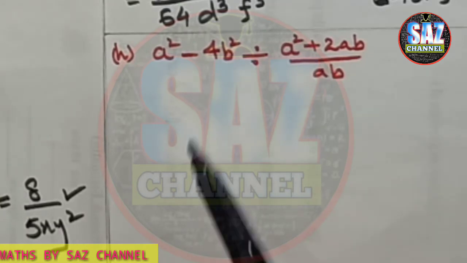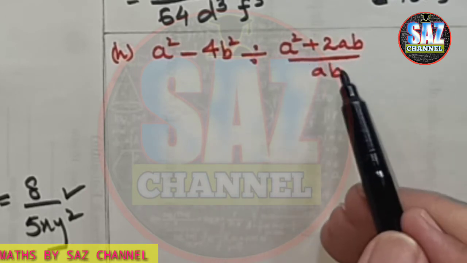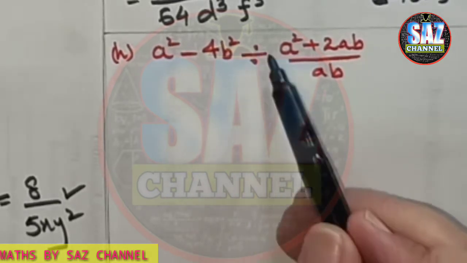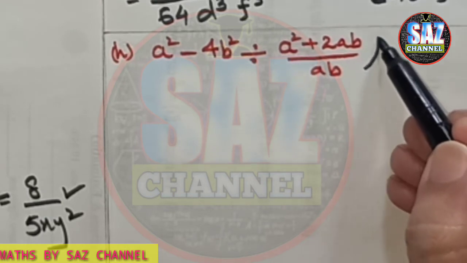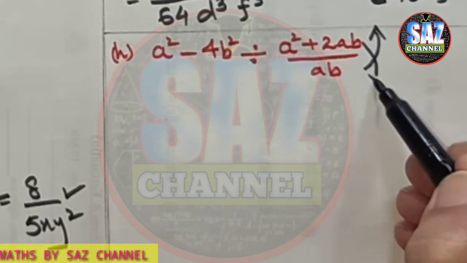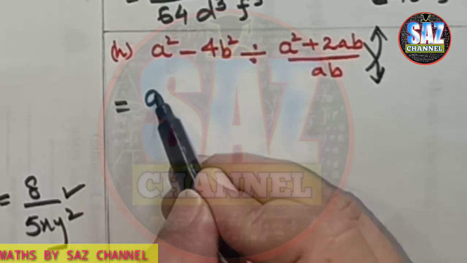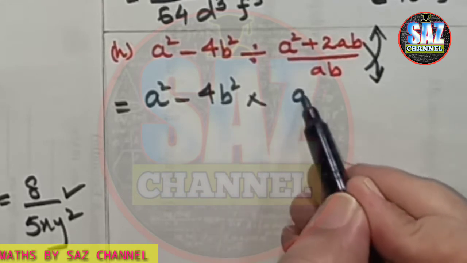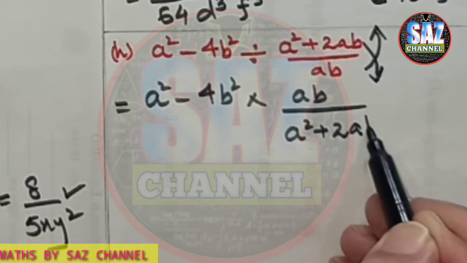Let's move to the last part of the question, that is a square minus 4b square divided by a square plus 2ab upon ab. Again, the question is containing division sign. Change this division sign into multiplication sign and take the reciprocal of the fraction which is after division sign, and according to that the numerator will become the denominator and denominator will become numerator. So the question will take the form a square minus 4b square multiplied by ab upon a square plus 2ab.